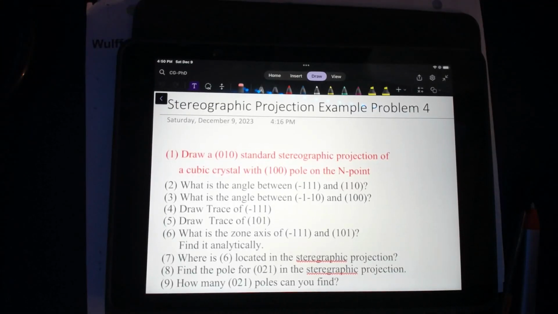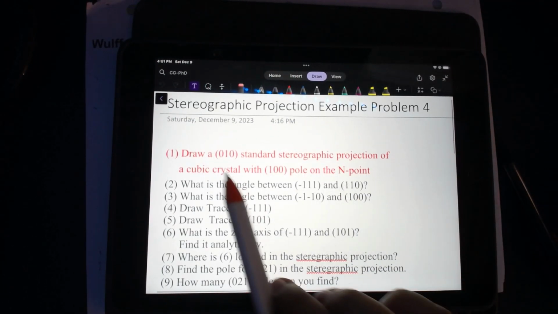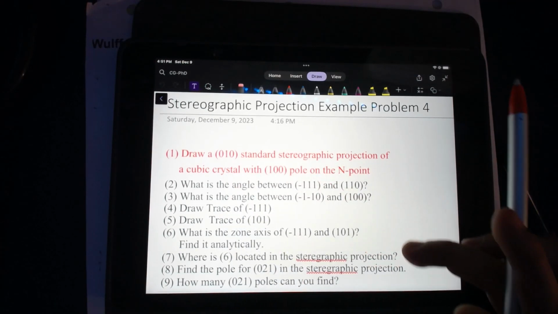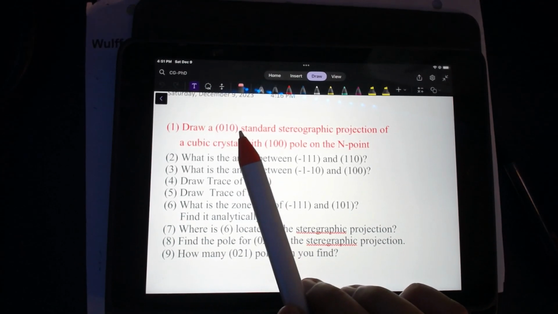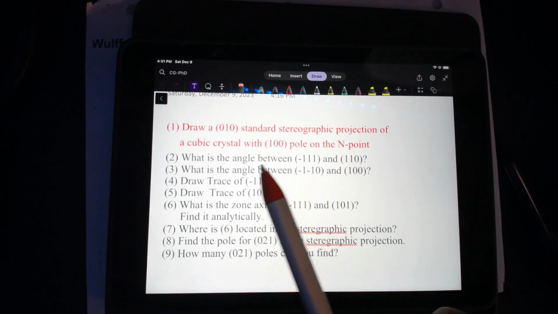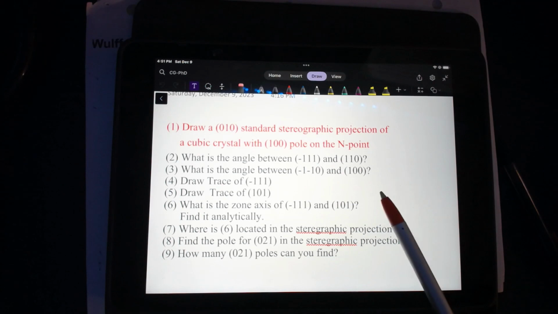Alright, so in this example problem, let's talk in depth about stereographic projections. What we'll do is not just draw the standard stereographic projection, but also solve several other questions. For example, we'll begin with drawing the stereographic projection of 0, 1, 0 and having the 1, 0, 0 pole at the north point. We'll compute the angle between any two given poles, both analytically and through the Wolf net.